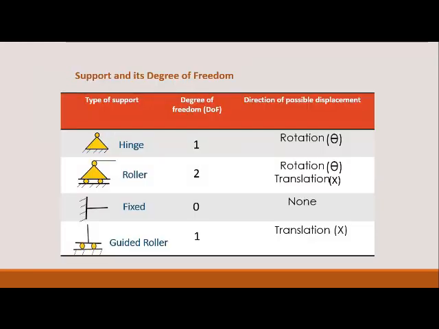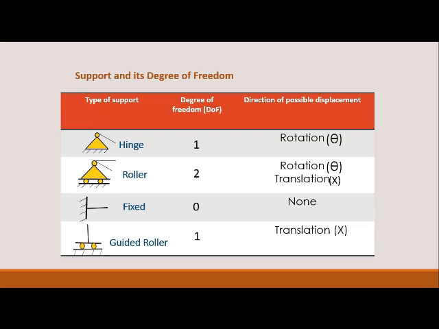So here is a table where we are considering different support conditions. First of all, we have the hinge joint, where there is a rotational degree of freedom. A hinge joint has two restraints, which we have already discussed, but here we only consider the degrees of freedom. There is a rotational degree of freedom. In the roller joint, we have two degrees of freedom: one is rotation, another is translational movement, that is, it may move along the horizontal direction. So this adds one extra degree of freedom compared to the hinge.